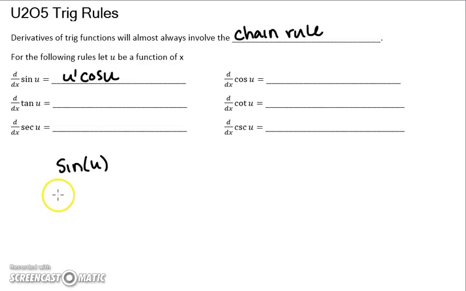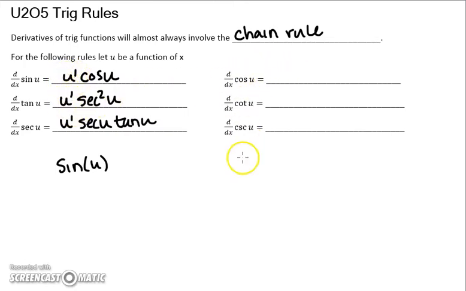The derivative of tangent of u, again we're going to have that u prime, because that's the derivative of the inside part, times secant squared of u. The derivative of secant u is going to be u prime secant u tangent u. Again, the chain rule is where all of these u primes come from. If you have just sine of x, your derivative is going to be just cosine of x, because the derivative of x is 1, so this u prime would be 1.